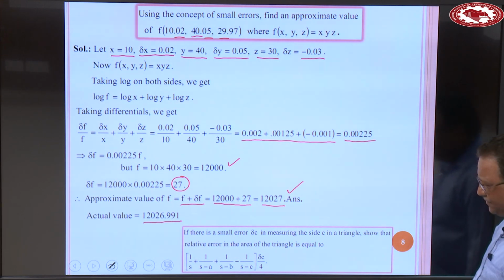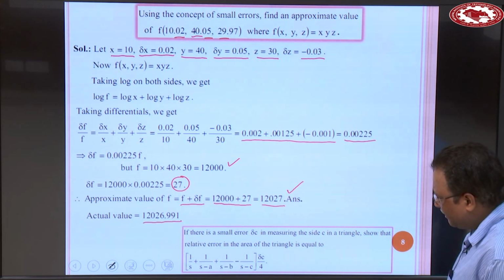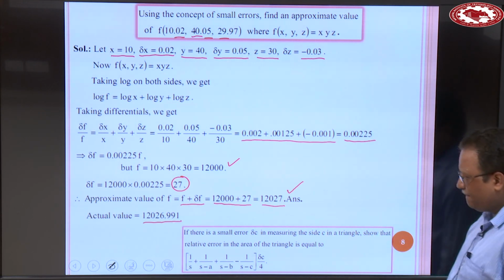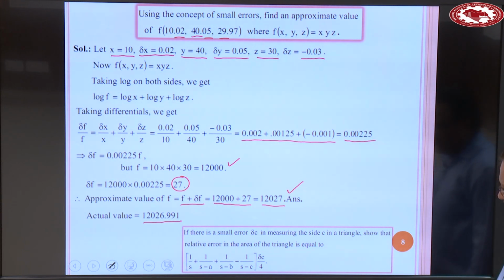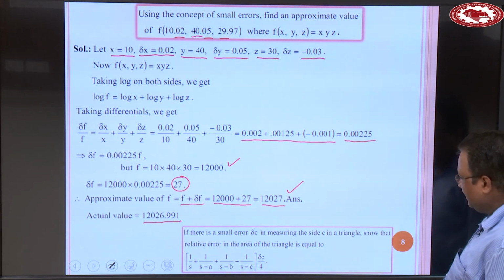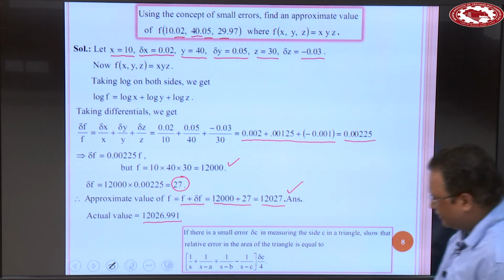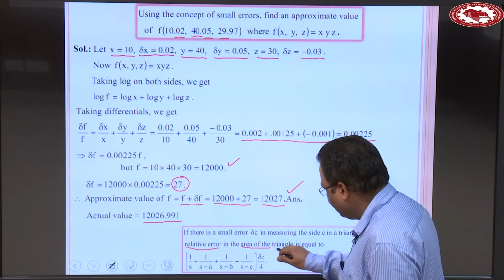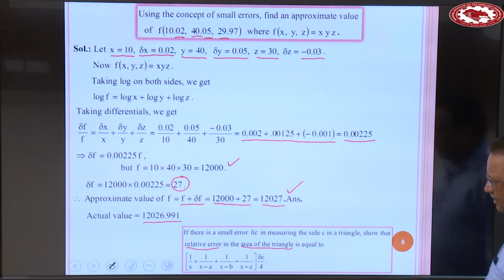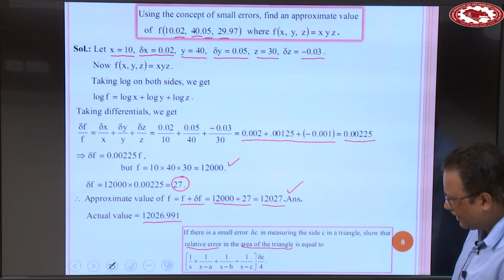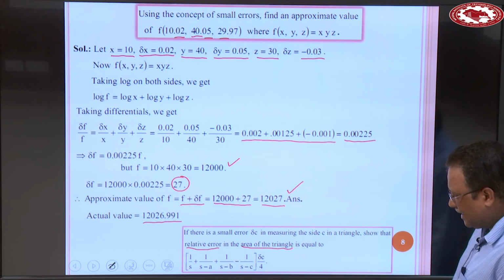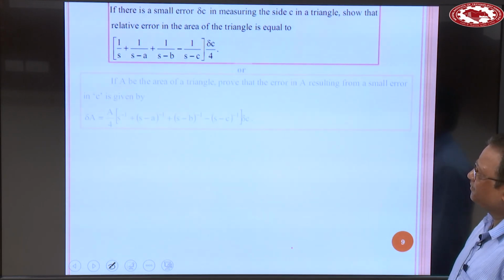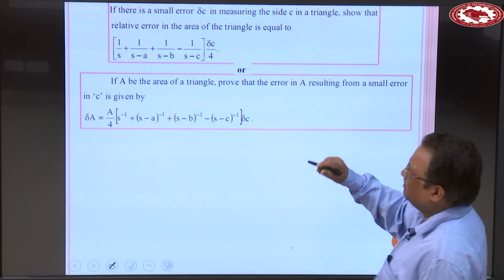Now one more question. If there is a small error delta c in measuring the side c in a triangle, show that the relative error in the area of the triangle is equal to 1 over s plus 1 over s minus a plus 1 over s minus b minus 1 over s minus c, into delta c over 4. And we can ask this problem this way.